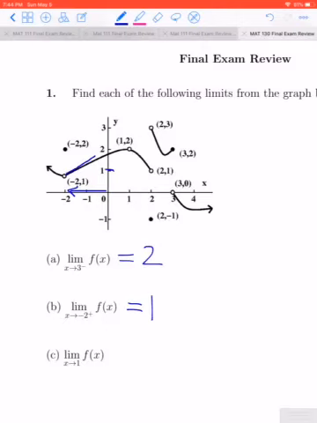Notice, and this is something we talked about earlier in the class, that whether or not the point is filled in or open there, that does not affect the value of the limit. As you approach negative 2 from the right, the function values in that direction are approaching the y value positive 1.